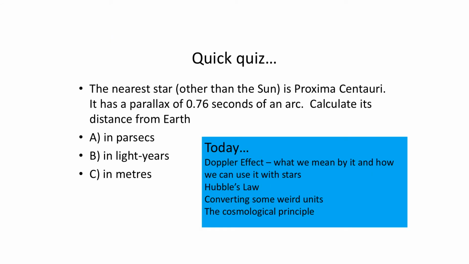But before we do, just a quick quiz to get you warmed up. The nearest star, other than the Sun, is Proxima Centauri. It has a parallax of 0.76 arc seconds. Calculate its distance from the Earth: A in parsecs, B in light years, and C in metres. Give that a go, and then we'll quickly look at the answers. Hopefully you'll have got them, and then we'll start looking at Doppler. So press pause, and when you're ready, press play and we'll start again.